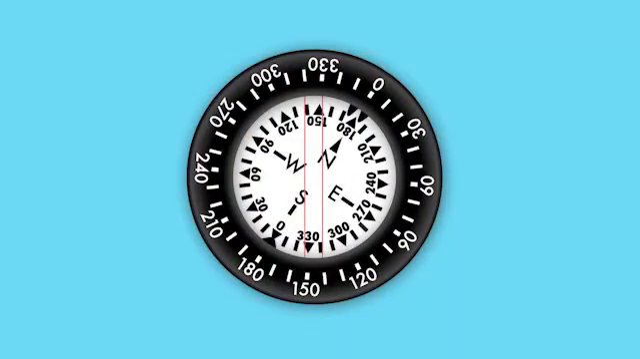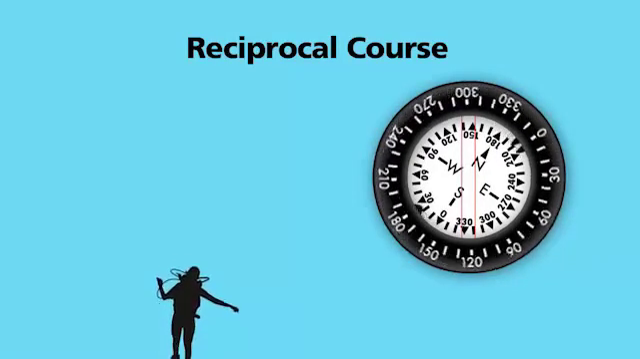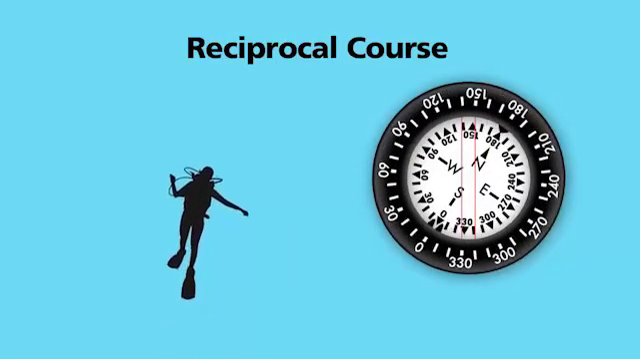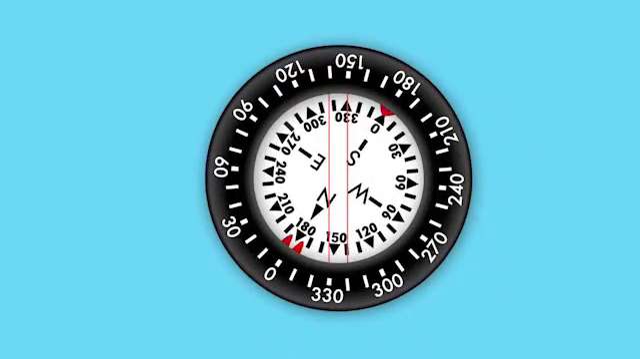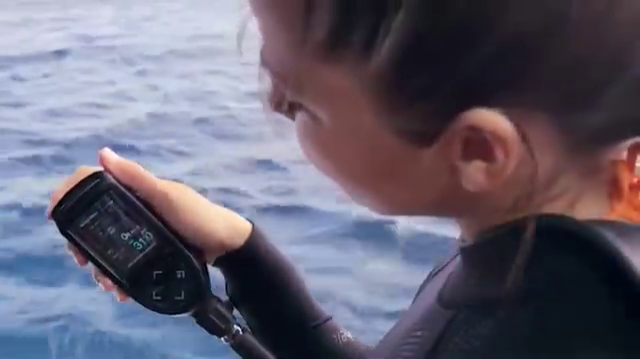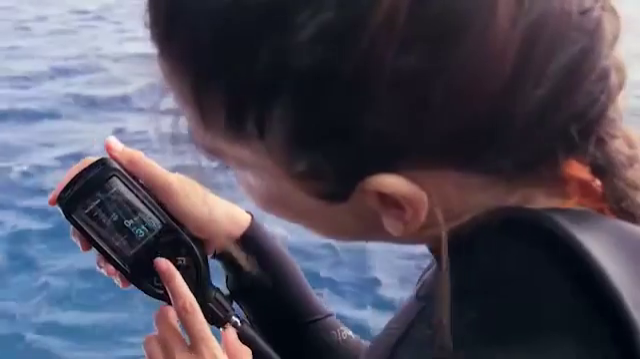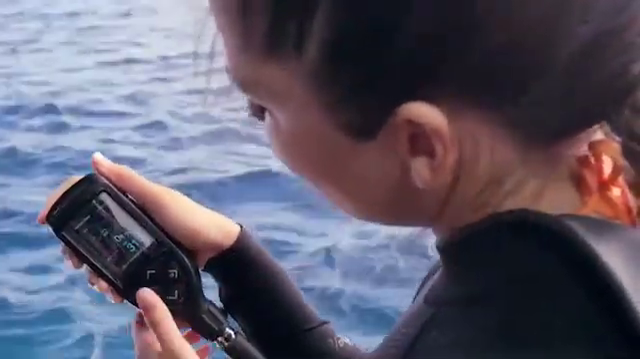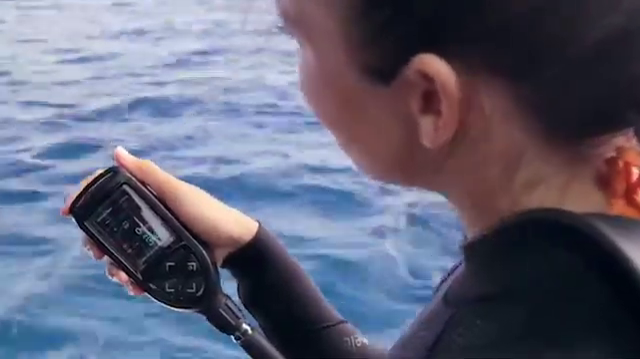To return on a reciprocal course, rotate the bezel 180 degrees and then turn until the needle's within the index marks. Now you're facing the way you came. Some compasses have 2 sets of index marks, so you don't have to reset the bezel. Just use the other set. A growing number of dive computers have electronic compasses. They operate similarly, but have different displays. See the manufacturer and your instructor about using yours if you have one.